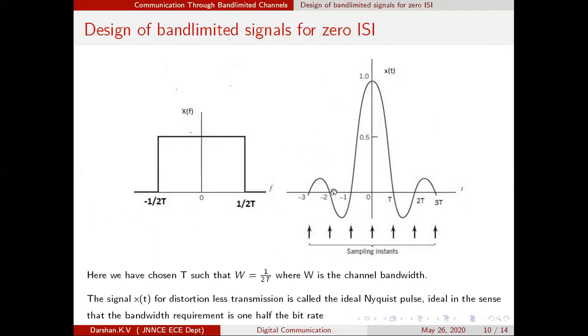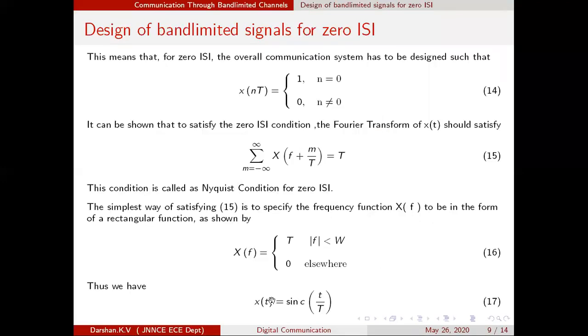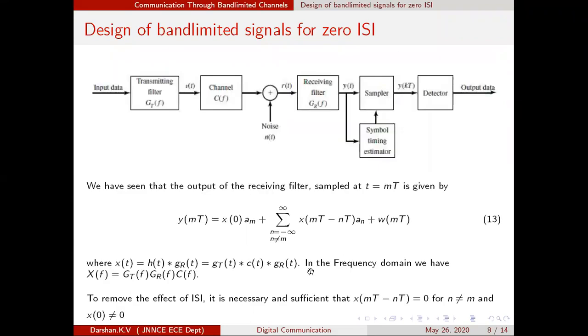So this sinc pulse is one of the best examples for x of t to satisfy equations 14 and 15. So whenever equations 14 and 15 are satisfied, what is going to happen? The ISI term would vanish.